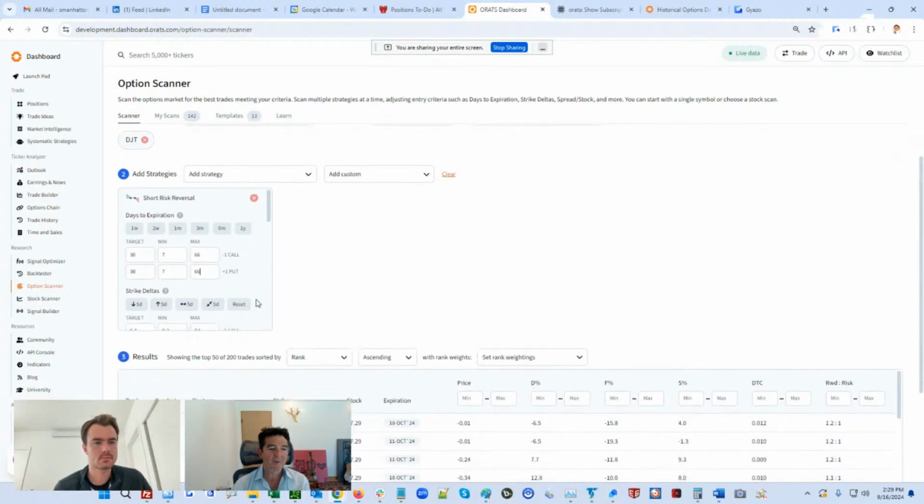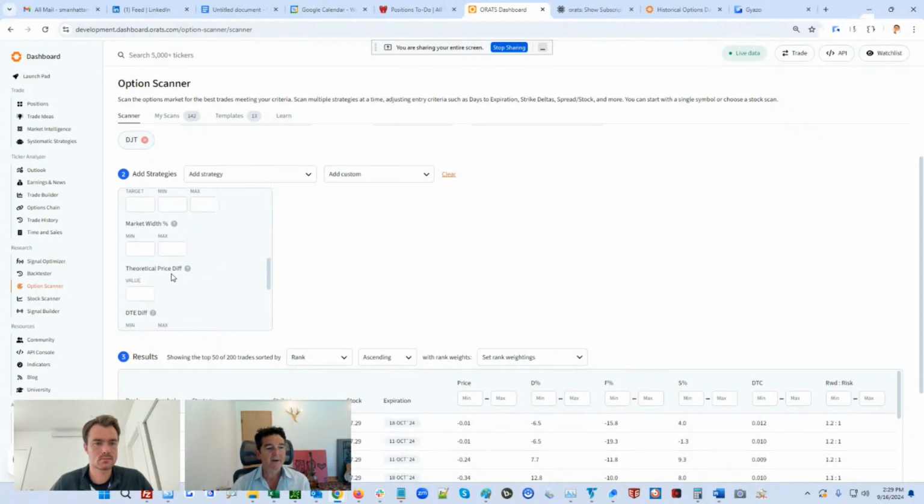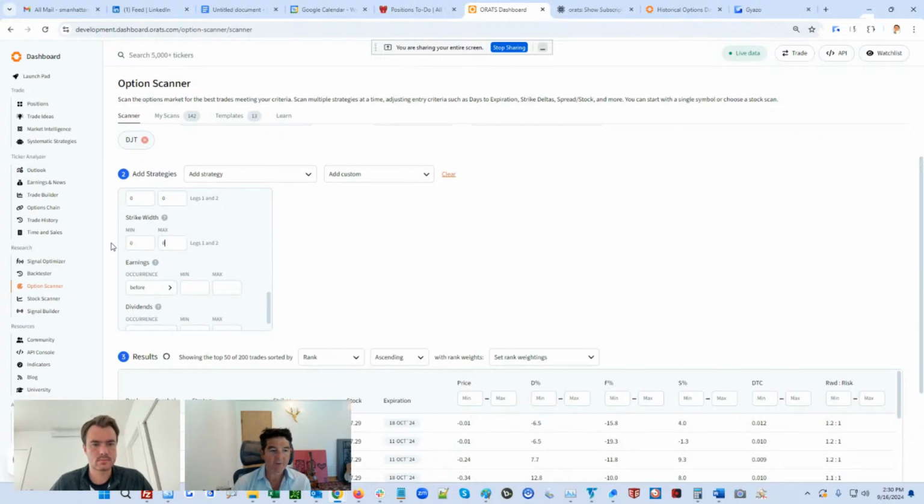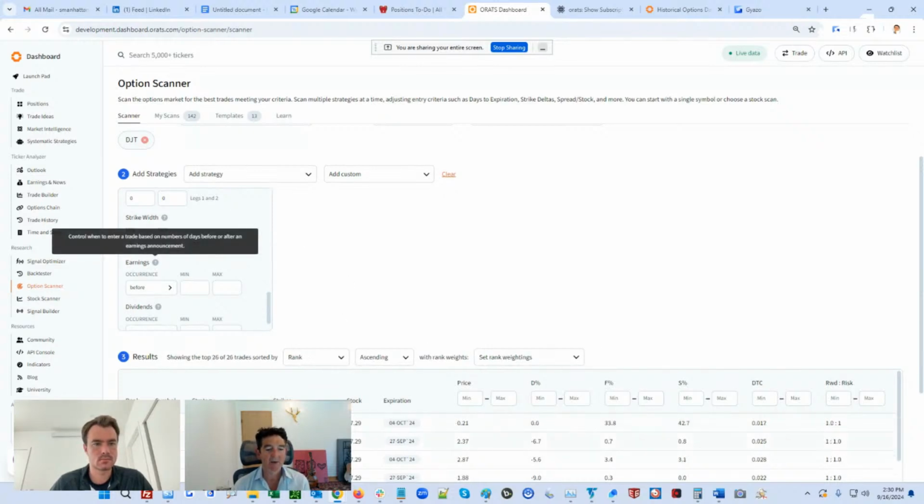And what we're going to be looking for, we want this to be a combo. So we want the strike width to be 0, right? We're just isolating. So we need it to be 17.5. And that's what we're looking for when you say strike width is 0.